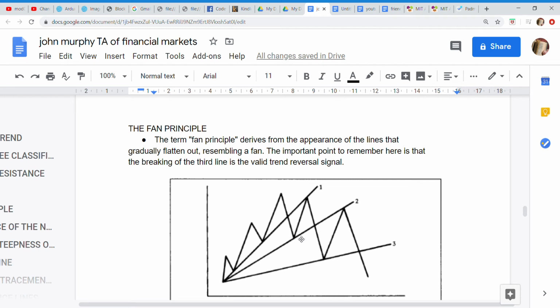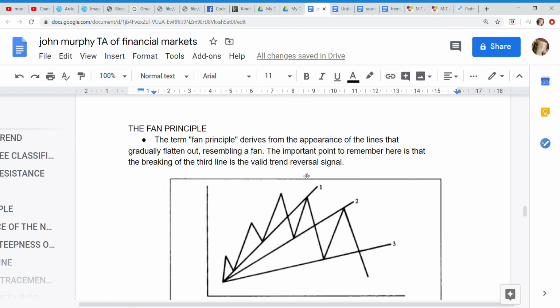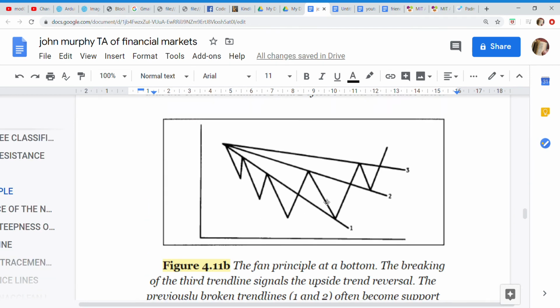So this was another support. Joining these 2 points, we get another line. Then this was another support. Then joining this support, we get the third line. It is similar for a downtrend also.